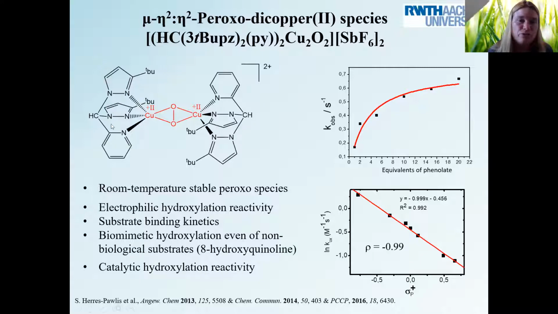So in this case, we found a room temperature stable peroxo species, which is able to promote the electrophilic hydroxylation reactivity. So we made a lot of substrate binding kinetics, as you can see, and we tested a lot of substrates. And from here, you can derive the Hammett equation. And we found that we have a rho of -1, which shows that we have an electrophilic mechanism as in nature. And we found that we are also able to perform the hydroxylation of non-biological substrates such as 8-hydroxyquinoline, which is a substrate which normally blocks normal biological tyrosinase, as I would say. So this was one of our important results at this point in time.